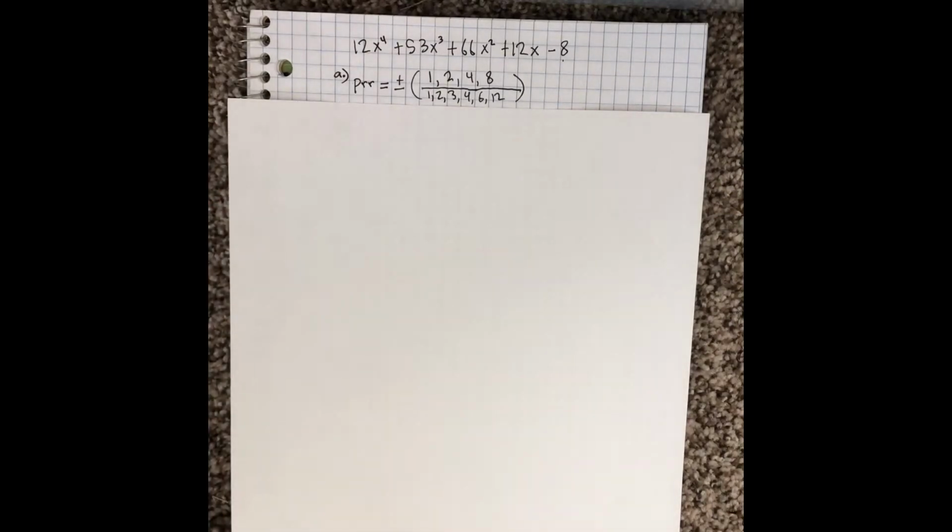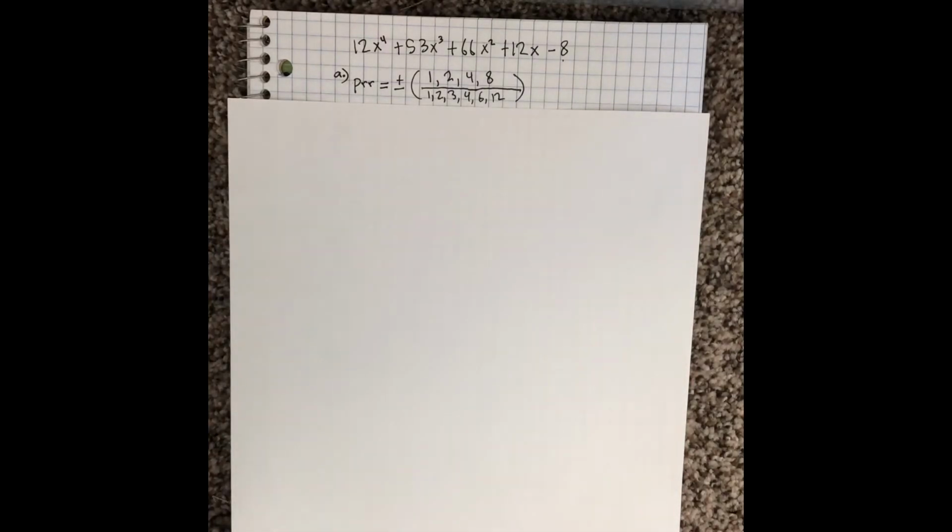So all of the possible rational roots, if I wrote them out, would be 1, 2, 4, 8, 1/2, 1/3, 1/4, 1/6, 1/12, 2/3, 4/3, 8/12, 8/3, -1, -2, -4, -8, -1/2, -1/3, -1/4, -1/6, -1/12, -2/3, -4/3, -8/12, and -8/3.